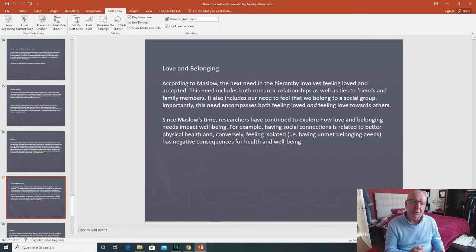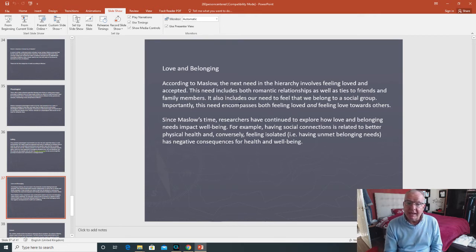And people who don't forge good relationships, not just romantic relationships, but friendships, and people basically to walk hand in hand with for the duration of life, friends that you can chat to, have that cathartic release, talk to, and whatever. It's very important. So this need includes both romantic relationships as well as ties to friends and family members. It also includes our need to feel that we belong to a social group, which we're doing right at the moment.